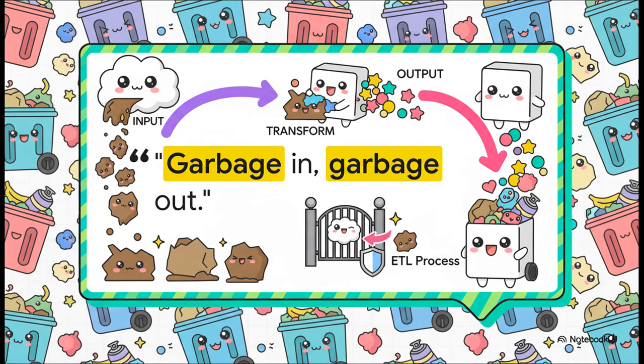And this quote right here is exactly why that transform step is the hero of our story. You've all heard it, garbage in, garbage out. It doesn't matter how fancy your BI system is, if you feed it junk data, you're gonna get junk insights. The ETL process, especially that transform step, is the quality control that stops that from happening.